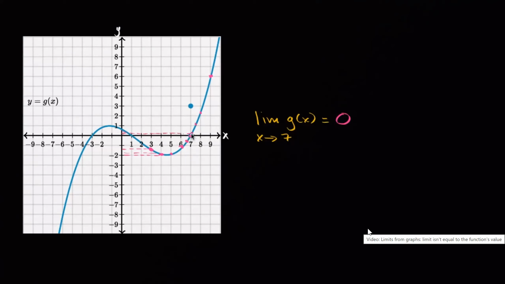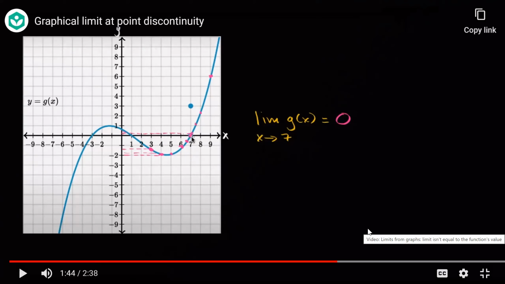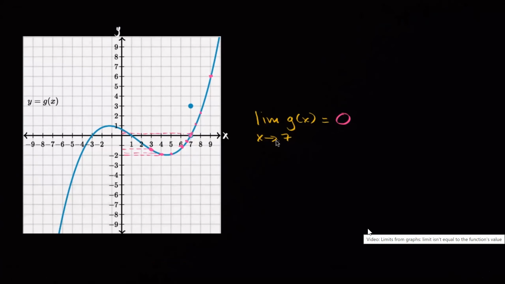G of 7.01 is even closer to 0. G of 7.000001 looks like, hear him say that? 7.00001. What happens when you're getting extremely close to this point? What are the y values going to? As you get to 7.00001, I'm sure it's getting very close to 0.0001, just slightly above 0. It will be even closer to 0.